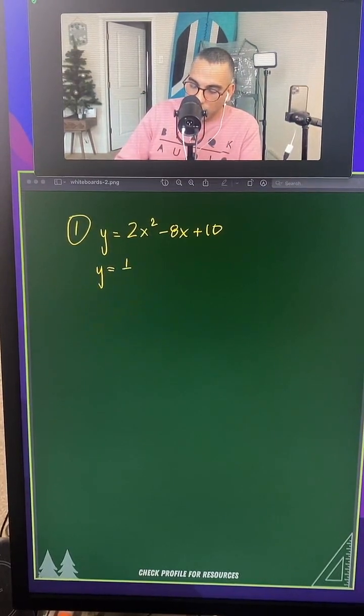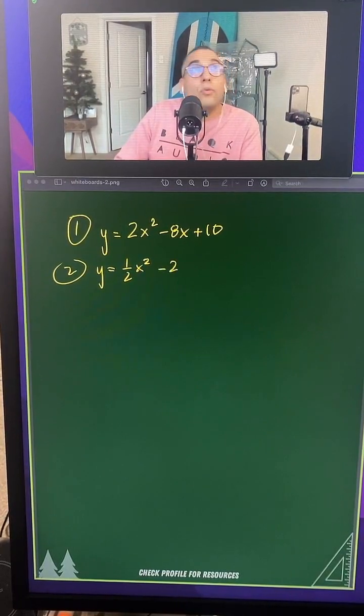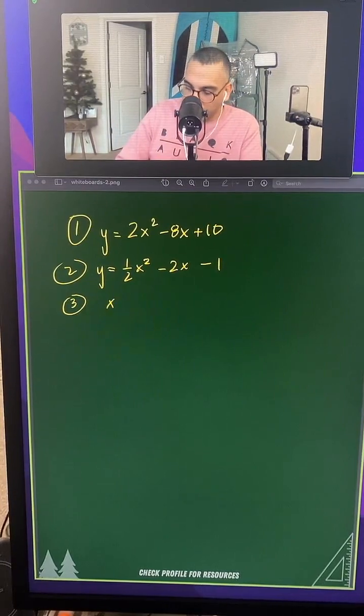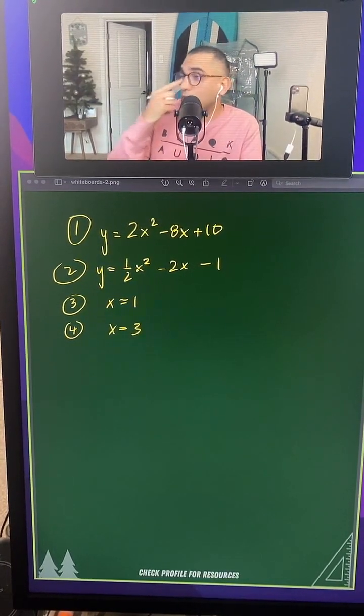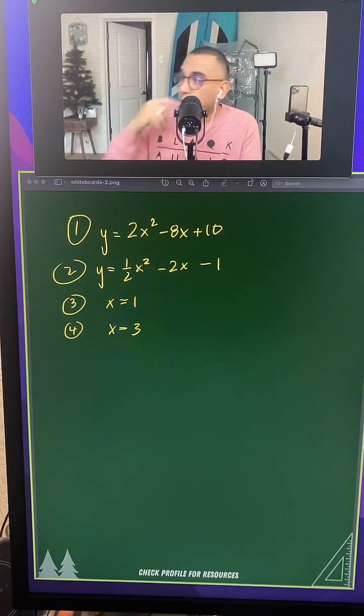Whoops. Yeah, let's just do 1/2 x squared. Okay, you're going to see that I'm labeling these equations for a reason. And then I have x is equal to 1, and I have 4x is equal to 3. So they're going to want us to find the area that's bounded by these curves.